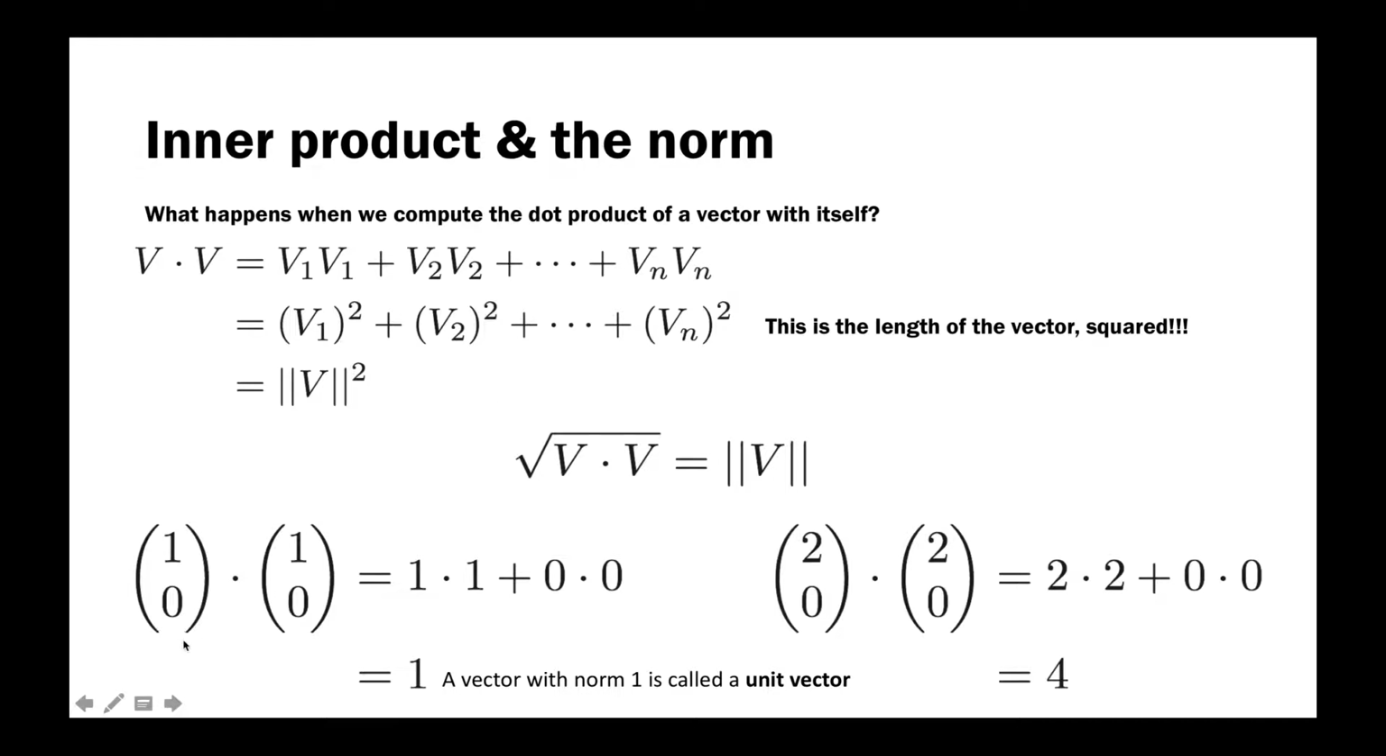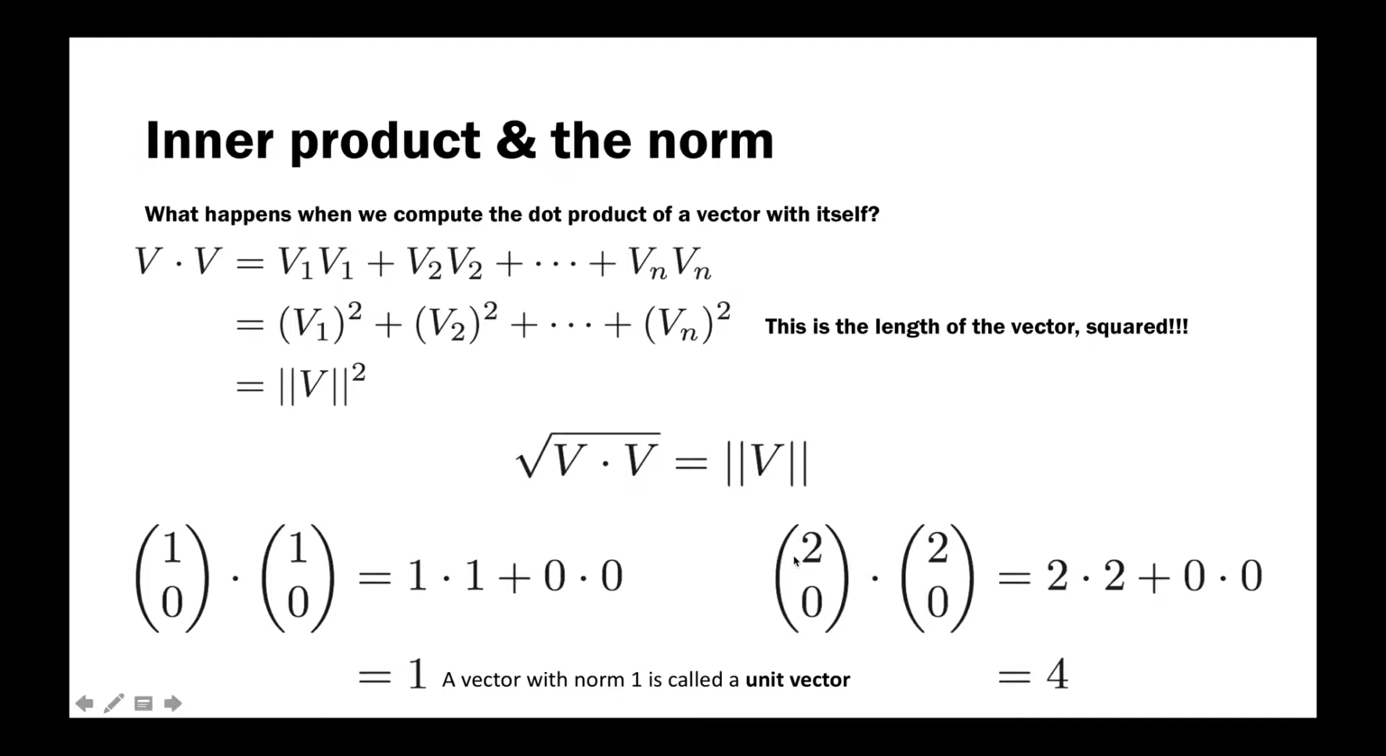Let's do an example or two. Let's compute the norm of the vector 1, 0. So we take the dot product of it with itself, which gives us 1 times 1 plus 0 times 0. So we get the norm squared is 1, but the square root of 1 is 1, so the length of the vector 1, 0 is 1, which makes sense. A vector with norm 1 is called a unit vector. It's some terminology that you should be aware of.